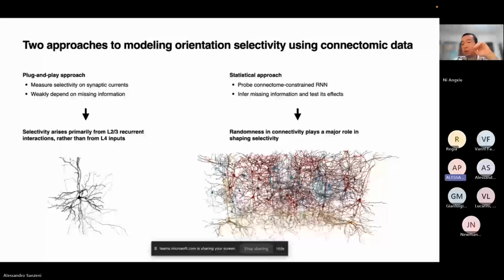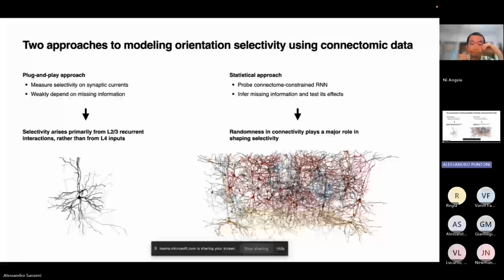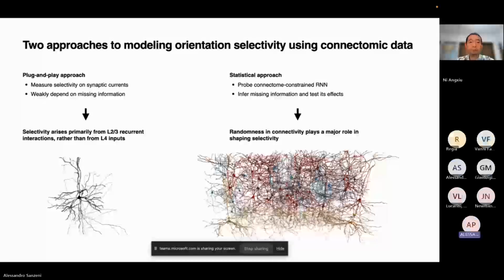In the second approach, we try to study the statistics of neural responses. Here we use the data to constrain the recurrent neural network model and infer quantities that we don't know by fitting the model to the data, and then doing the experiment on the fitted model. In this model, what we find is that randomness in connectivity plays a major role over structure in shaping the selectivity.